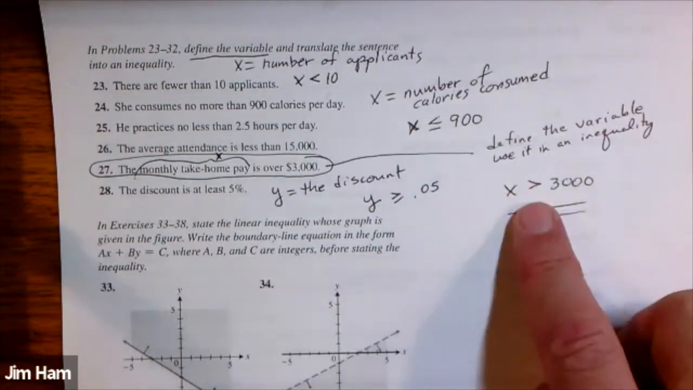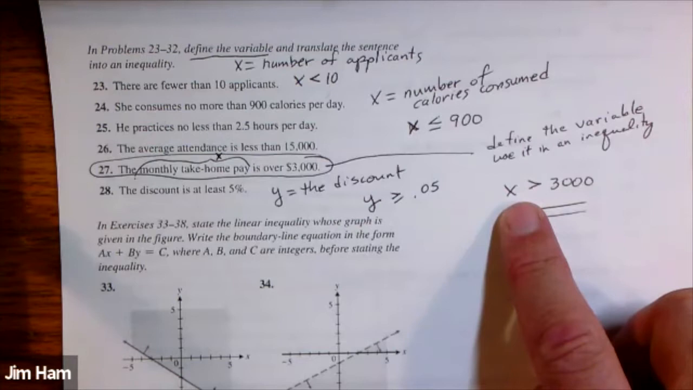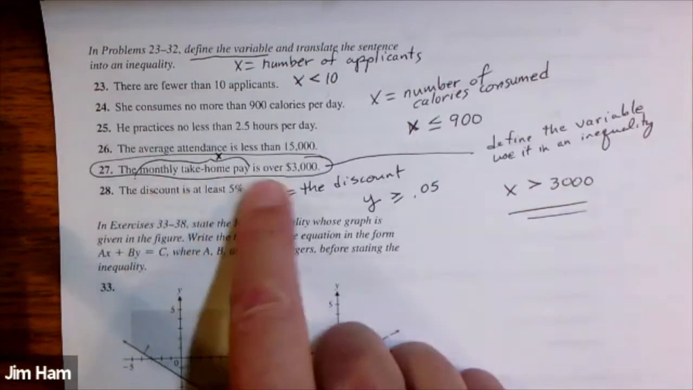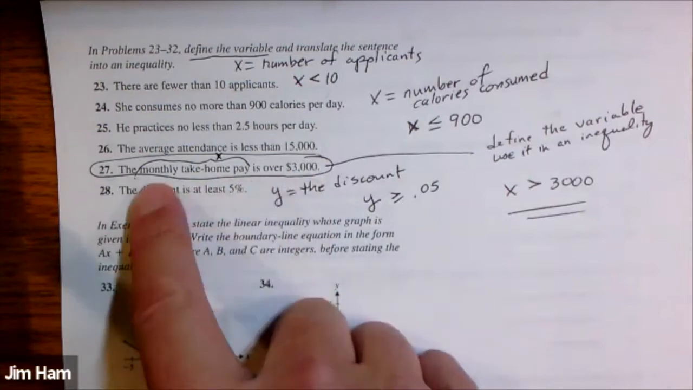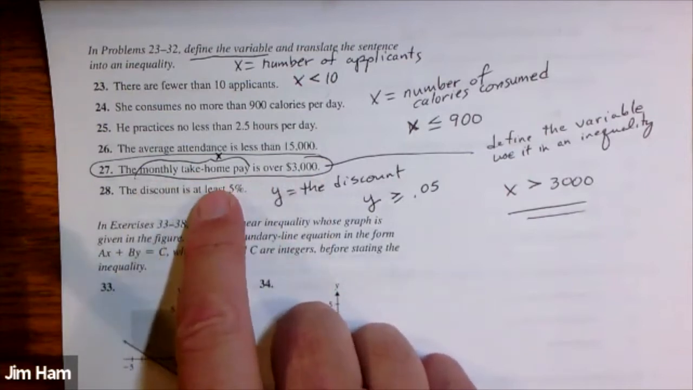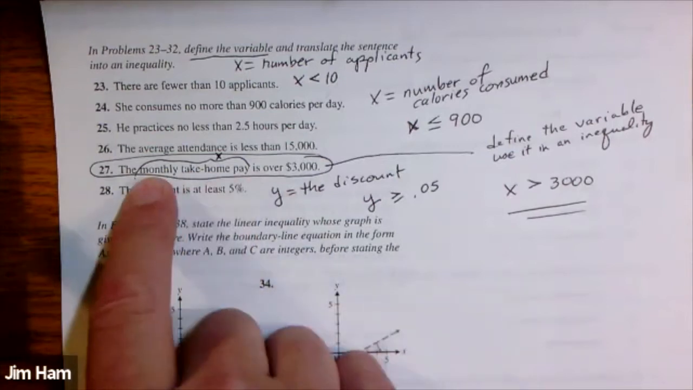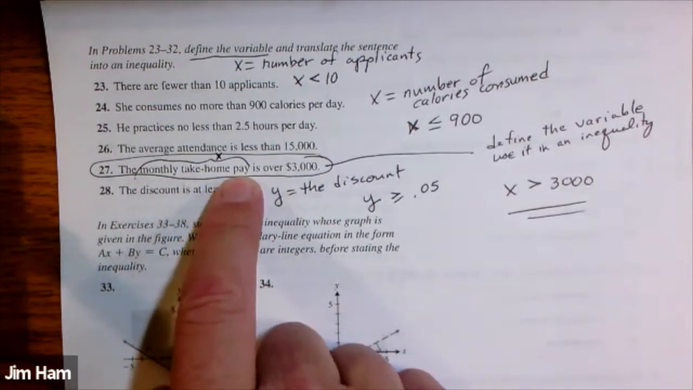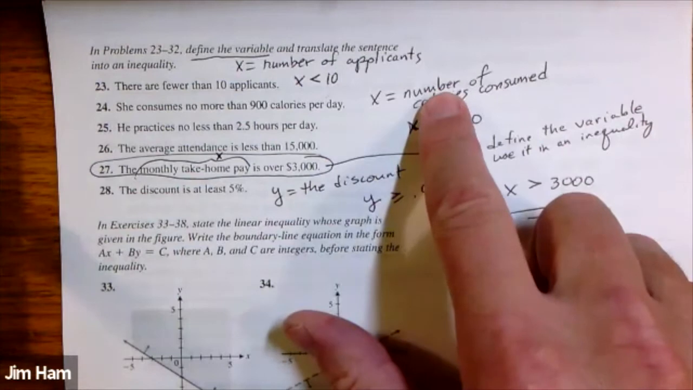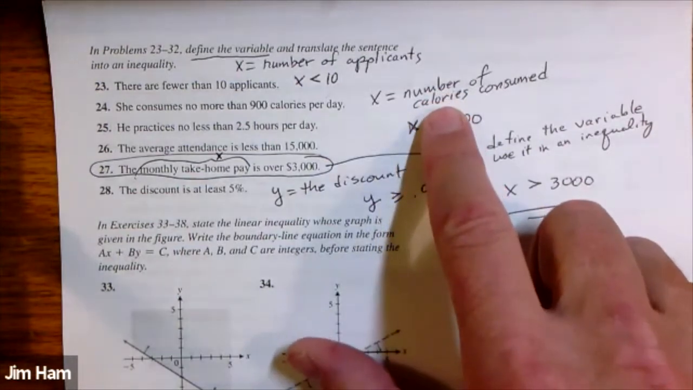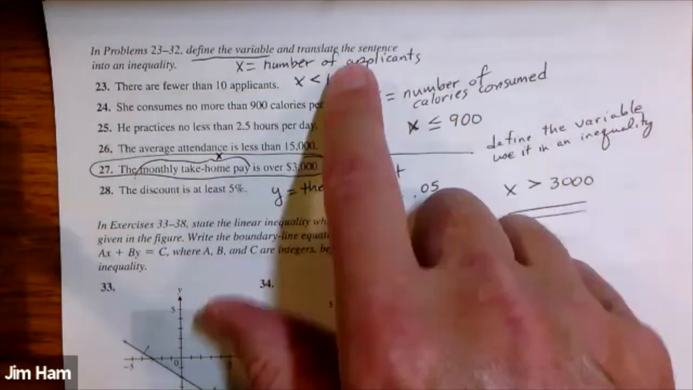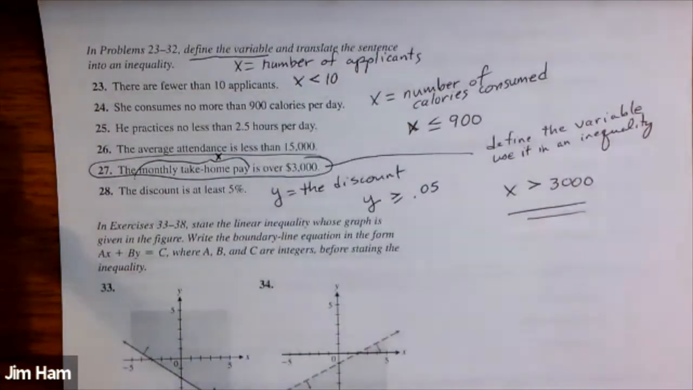It's very important that when they say the monthly take-home pay is over $3,000, you use something more than just take-home or pay, because it has to be very descriptive. So monthly take-home pay would be this. Notice how I define my variables up here. Number of calories, not just calories. Number of applicants, not just applicants. Be sure that you define your variables as quantities. Quantities are things that are answers to the question how much or how many.